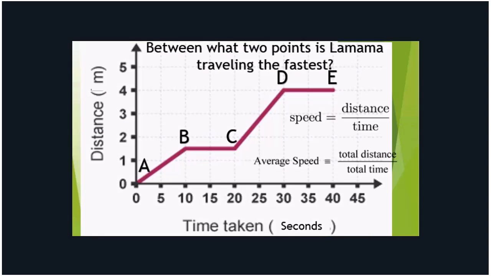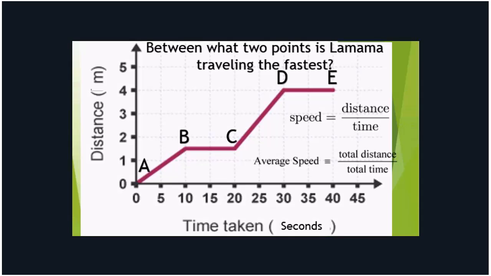Next question is an analysis question for the graph. It says, between what 2 points is La Mama traveling the fastest? When you look for the fastest speed on a distance versus time graph, you're looking for the slope of the line, or where the line is going up the most, which is from C to D. It's going a little bit further up than A to B.